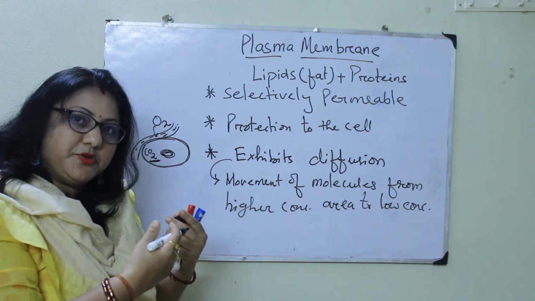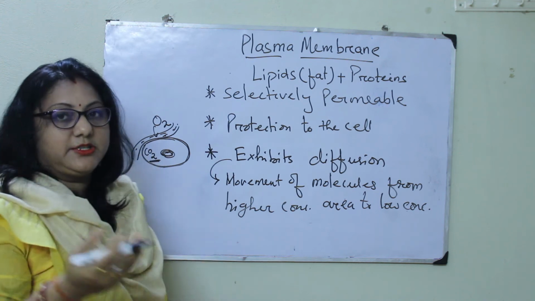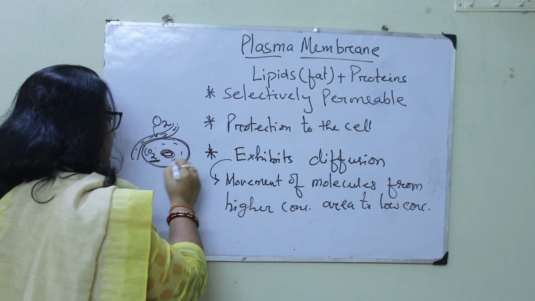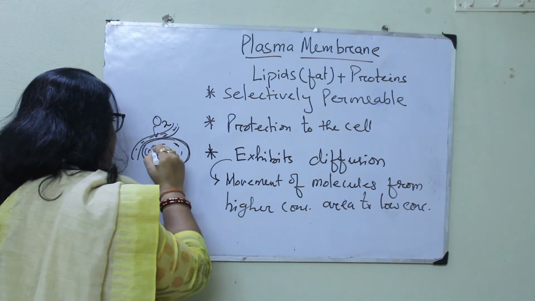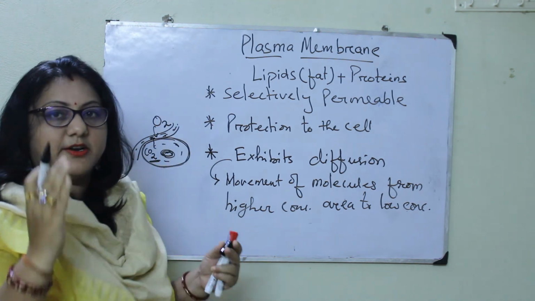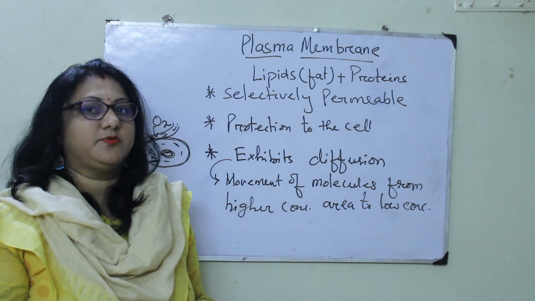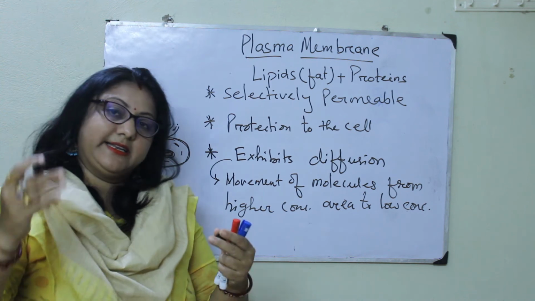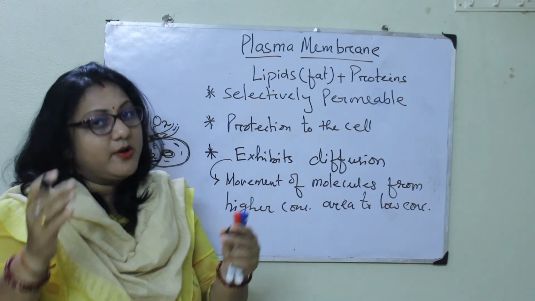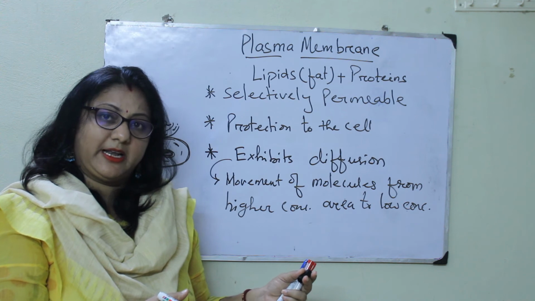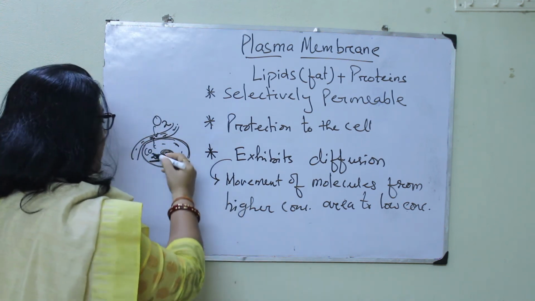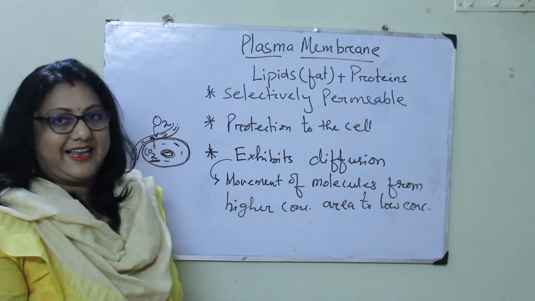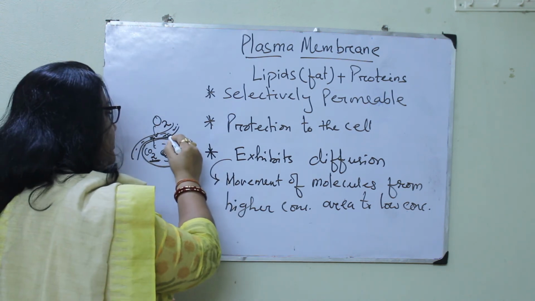So who is going to do that? Definitely it has to take the help of the plasma membrane because it is inside the cytoplasm. If it has to be removed, only the blood can remove it because the blood is the transporting system. If it can transport the oxygen to the cell, then it can transport the carbon dioxide from the cell also. Clear?